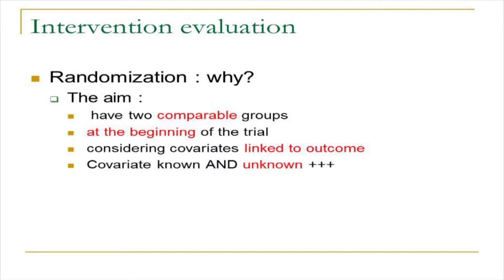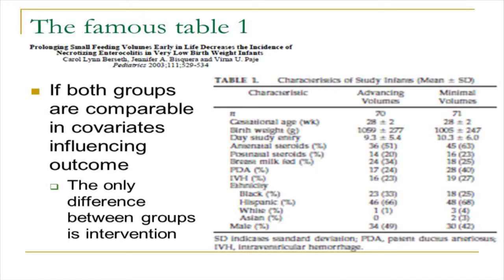That's clear. And you find that in the famous Table 1, always looking at whether both groups are comparable, and you're a bit reassured. So that's the strength of a randomized trial. And finally, if you don't have any differences in characteristics that could influence the outcome, the only difference between the two groups is the intervention. And so if you find an association, it's rather causal, because in all other ways, the two groups were comparable.